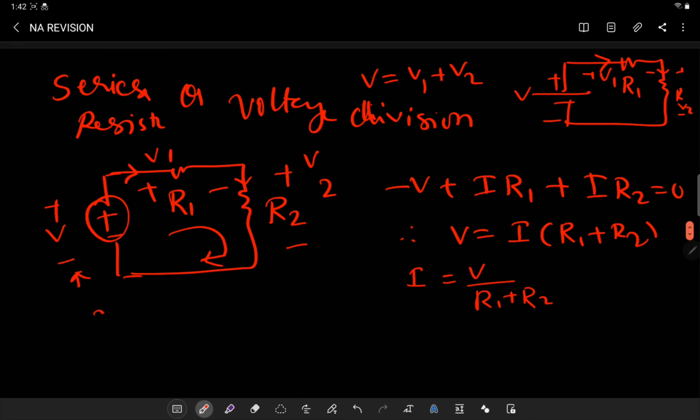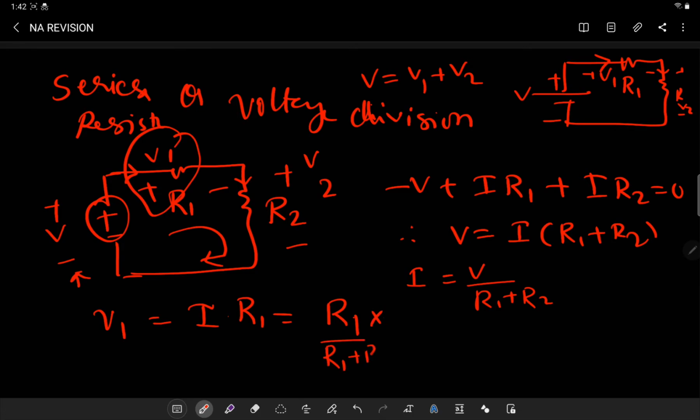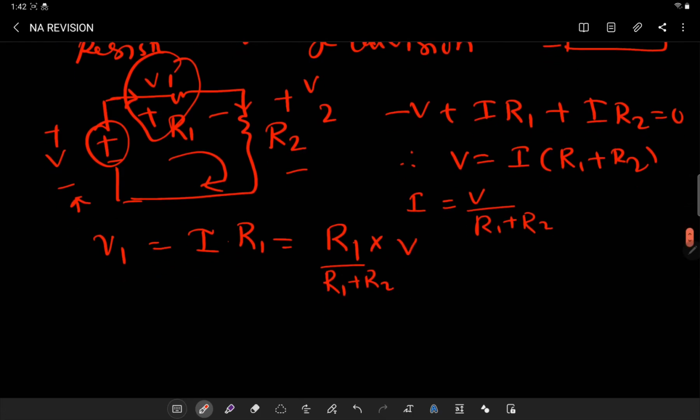Now if I calculate V1, this voltage, V1 is simply I into R1, or I can write R1 into R1 by R1 plus R2 into V. Similarly, we will get V2 as I into R2, which is R2 divided by R1 plus R2 into V.